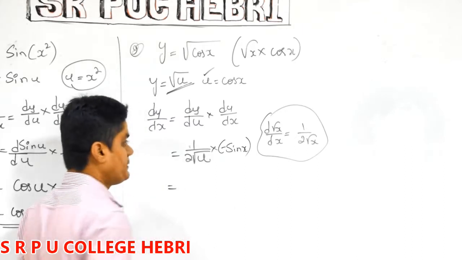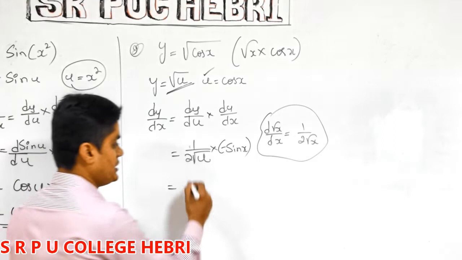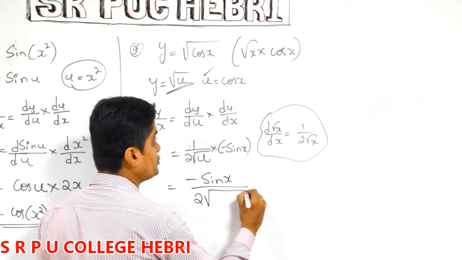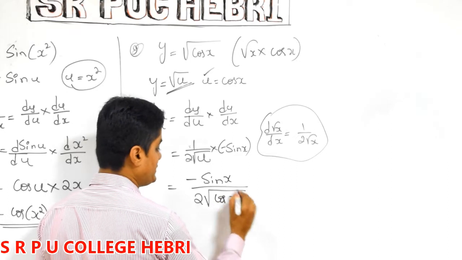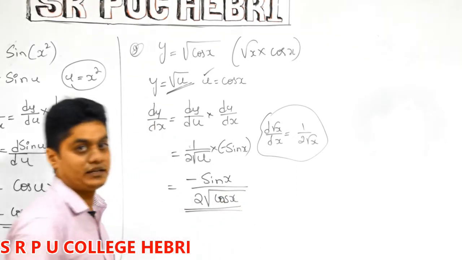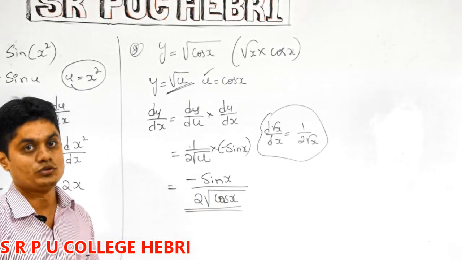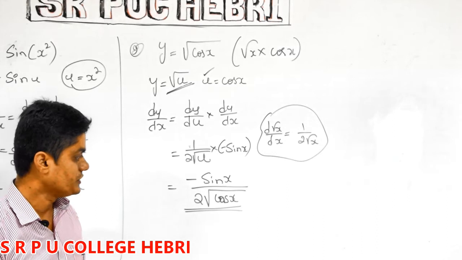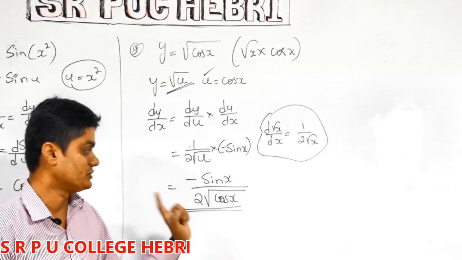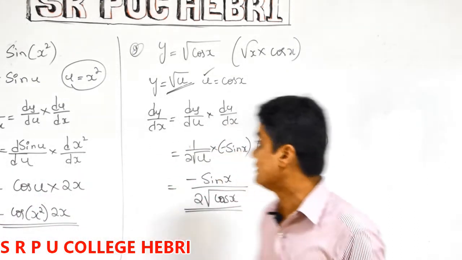Very good. But the final answer should be in terms of x. So it is minus sin x divided by 2 times, what is u? Cos x. Don't forget this: the final answer must be only in terms of x. So the answer is minus sin x divided by 2 times root of cos x. Sorry, 2 times root of cos x. Don't simplify, this is enough. Okay, next I will take one more example.